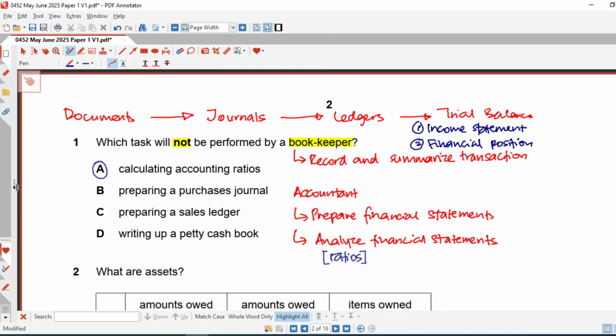The bookkeeper will prepare the purchases journal, they will prepare the sales journal, they do write up the petty cash book, but they do not calculate any accounting ratios, right? Accounting ratios are part of the analysis. Analysis would be carried out by the accountant.